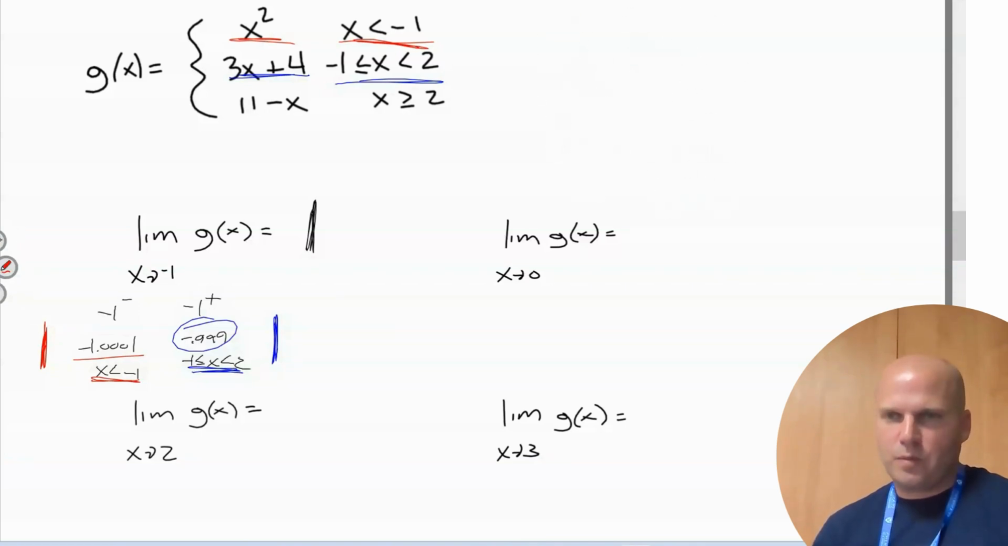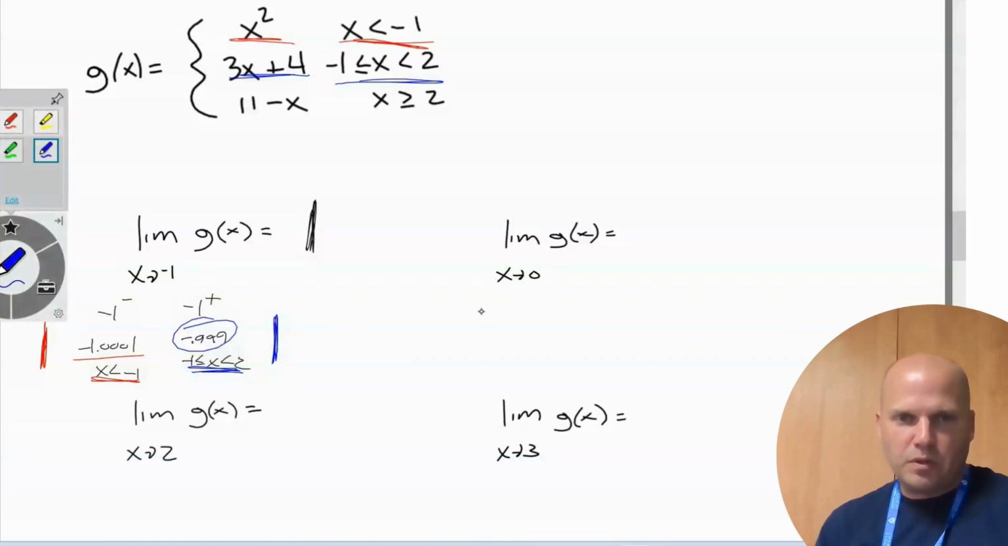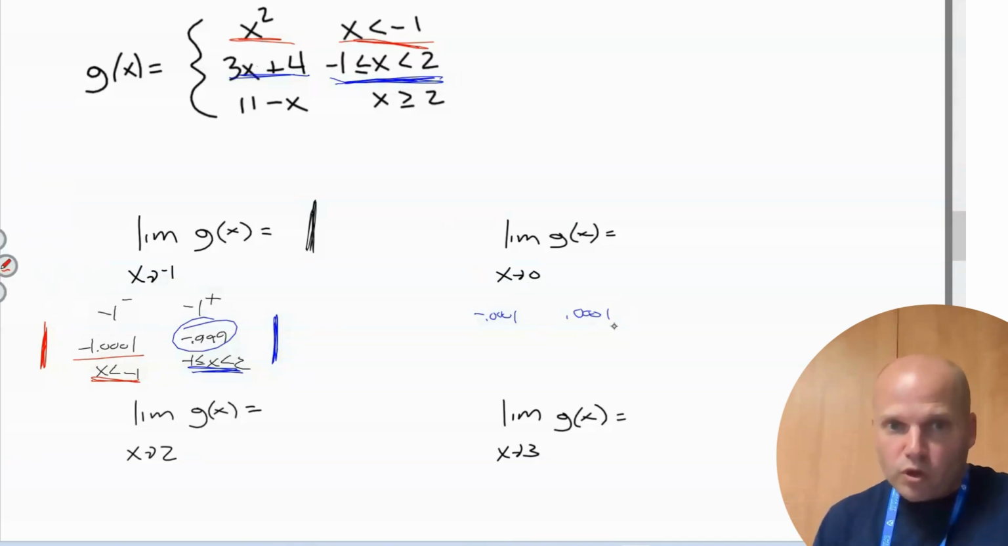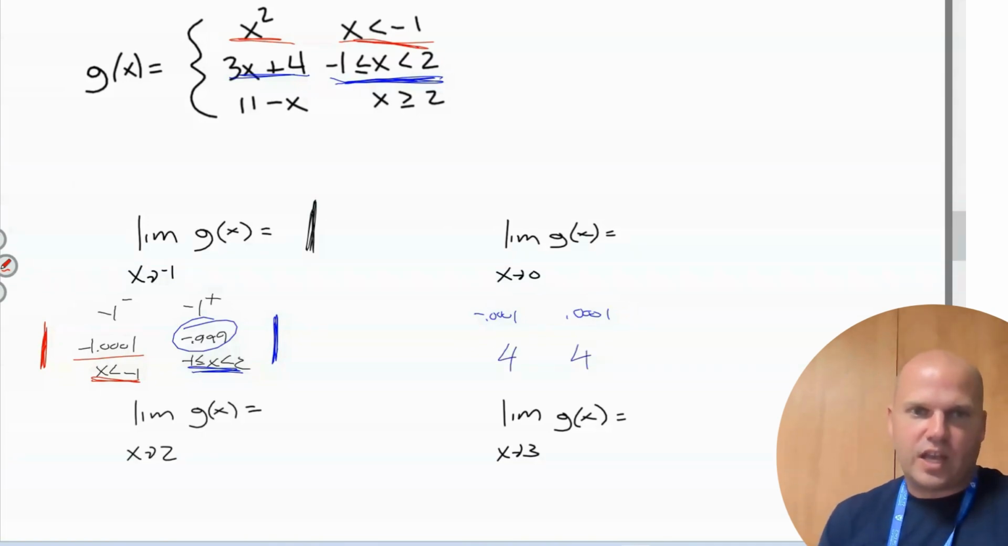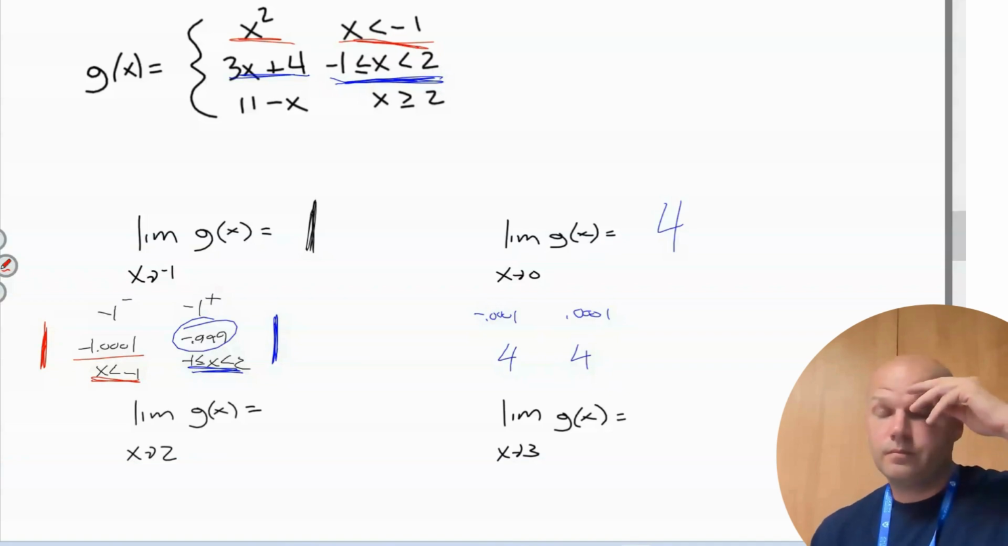Well, you got to go 0 from the left and 0 from the right, but guess what, my friends? 0 from the left and 0 from the right both fall in between negative 1 and 2. So that means I'm just going to be plugging those two numbers in here, would result in the same 4 for both of them, and that must be my limit.